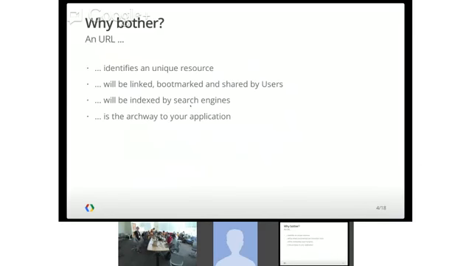What makes a URL a URL? A URL basically identifies a unique resource on the web, and the user can link it, bookmark it, or share it with other users or in social networks. Maybe the URL will be indexed by search engines. And what is often forgotten, the URL is the gateway to your application. Most of the time the user sees the URL first; it is the first thing the user sees of the application.